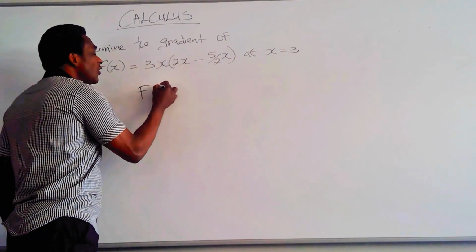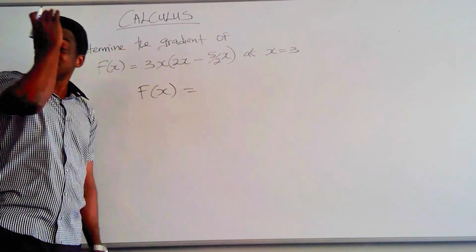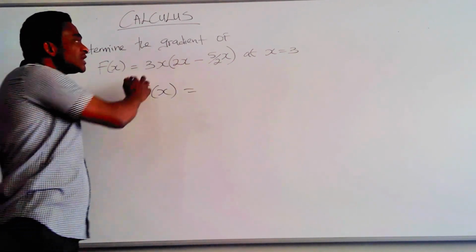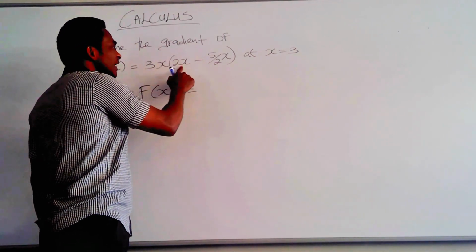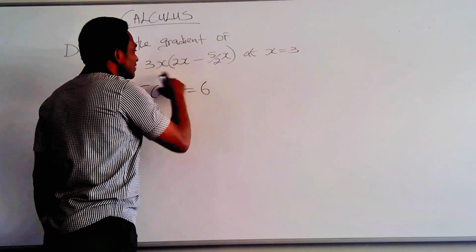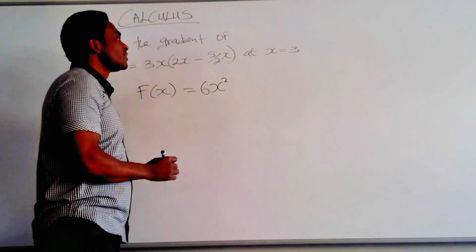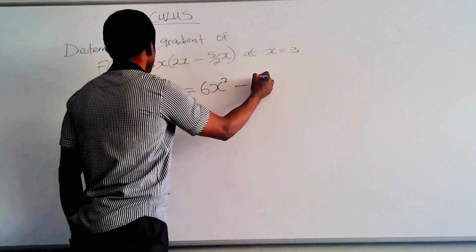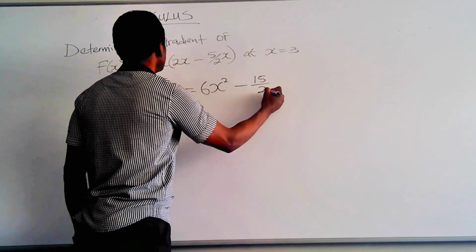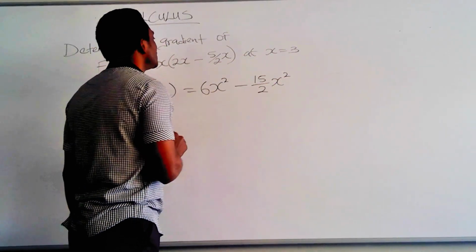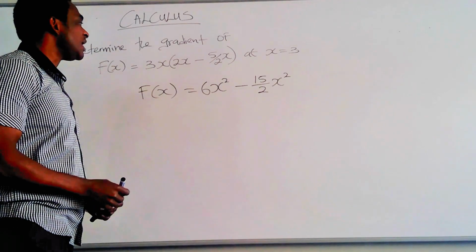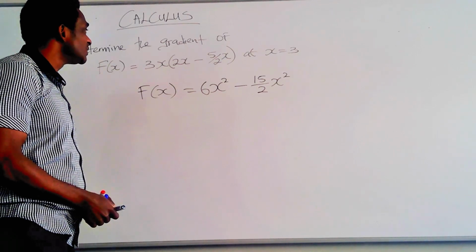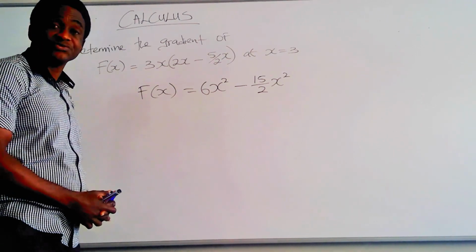First of all, before you can differentiate, you should always simplify first. So let's get rid of this. This is 3 times 2x squared. 3x times 2x will give us 6x squared. And we have 3 times this, we have minus 15 over 2x squared. And they want us to find the first derivative of this function at x equals 3.